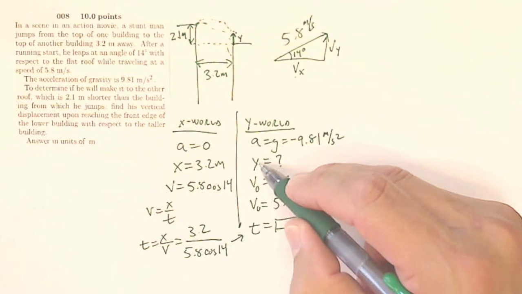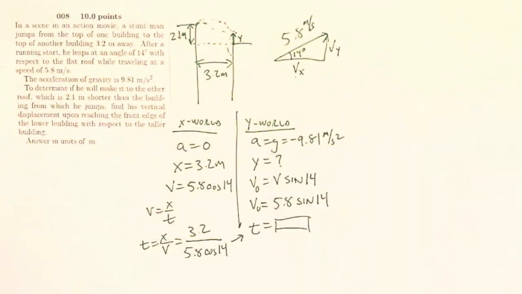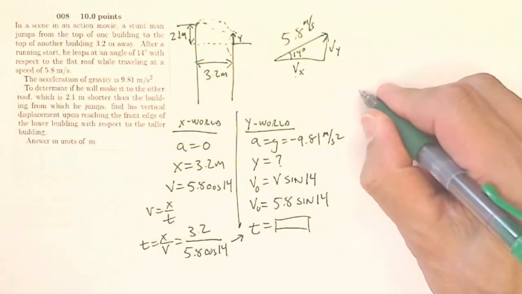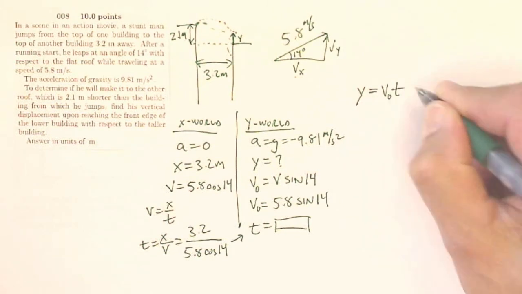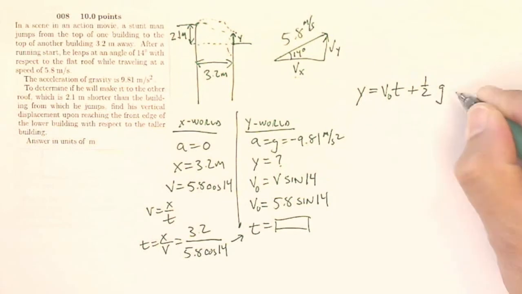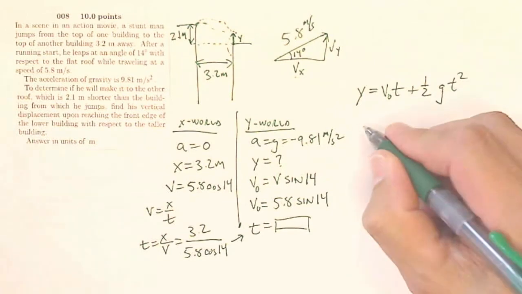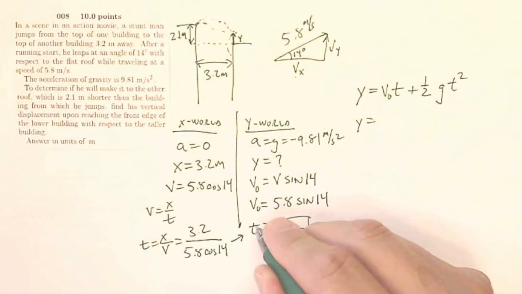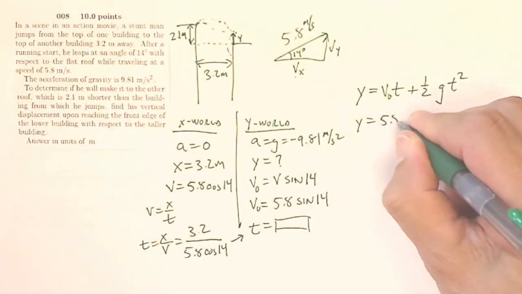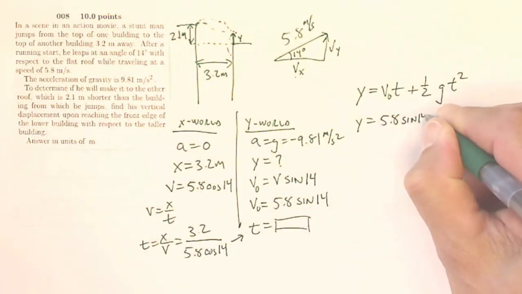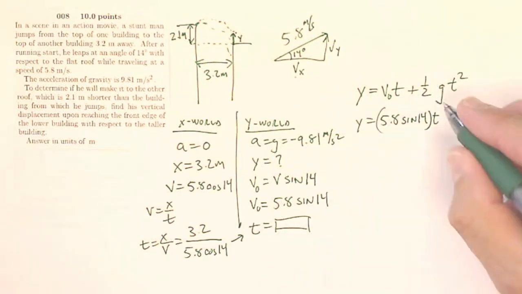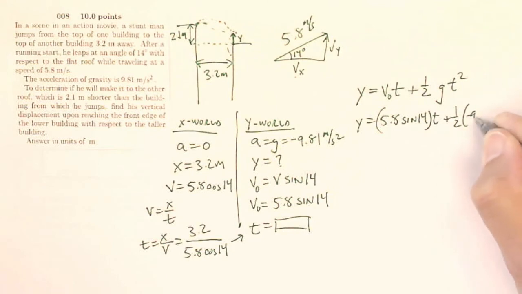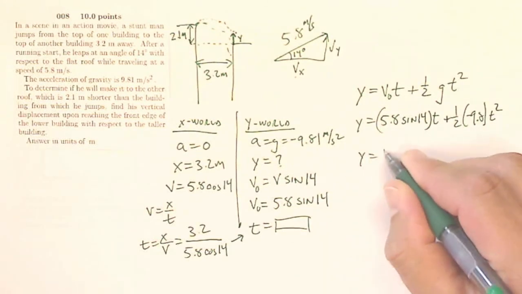Now I want to know my height. When he starts with this velocity and he accelerates this way, and that's his time, so now I can do that my height, my displacement vertically, is my initial velocity times time plus 1/2 my acceleration times time squared. So my height is going to be, my initial velocity is 5.8 sine 14 times my time, which is just t at this point, it's whatever you get here, plus 1/2 of negative 9.8 times that same time squared. And that will give you your displacement.